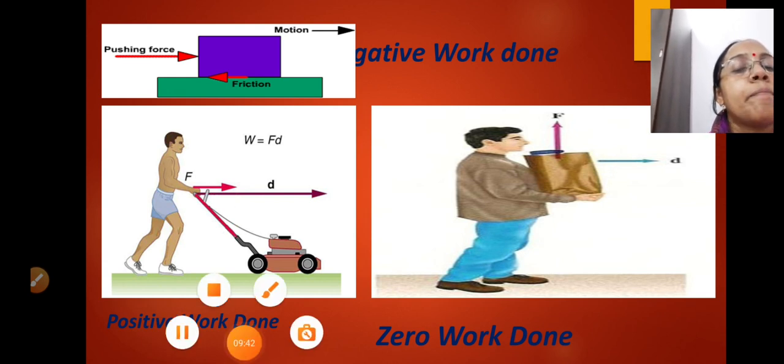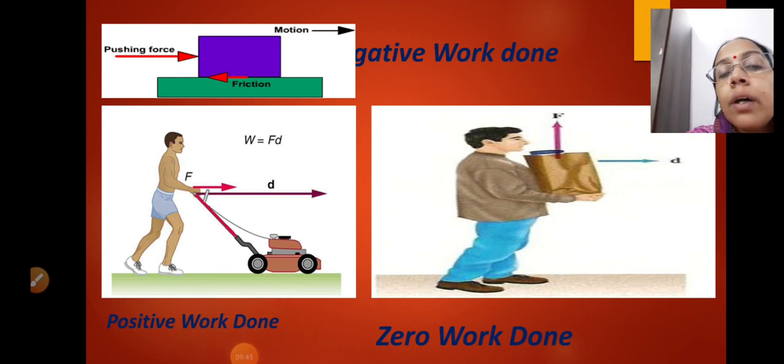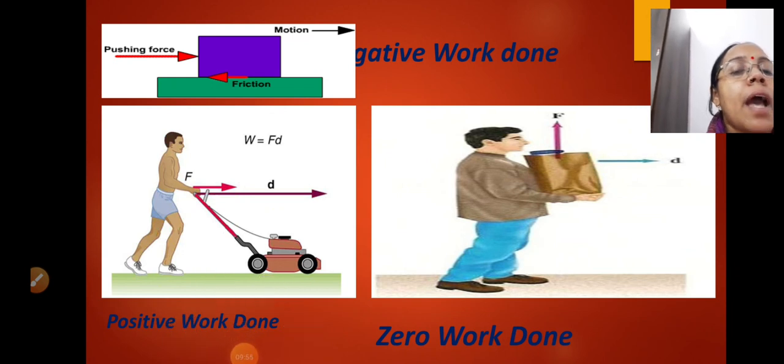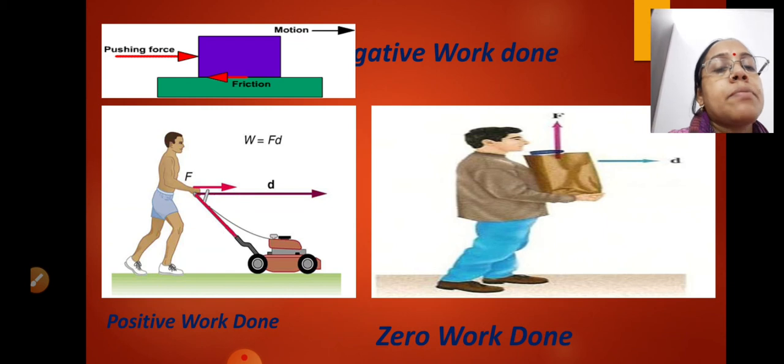So these are the three types of work done on the basis of direction of force applied and the displacement occurred in the body: negative work done, positive work done, and zero work done. So this is all about the types of work done.